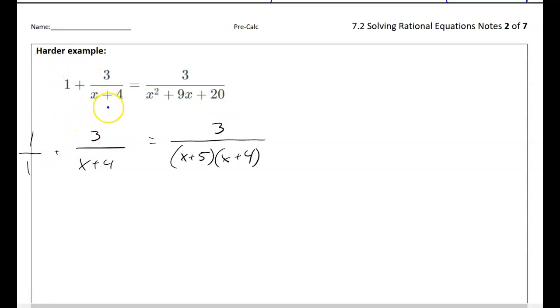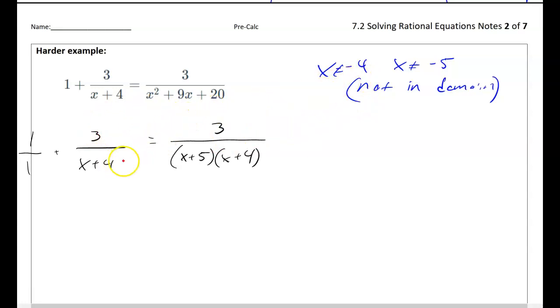And now before I move on, I'm going to note that, based on what I have here, I know that x is not allowed to be negative 4 and x is not allowed to be negative 5 because they're not in the domain. So that's good to note, because this equation very well could spit out one of those answers, and we just know that it's not going to work as a solution.